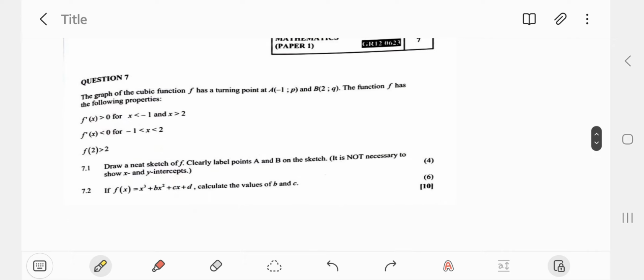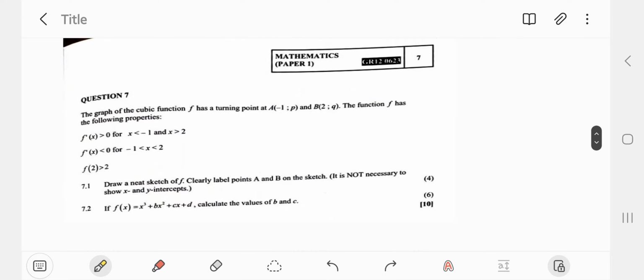Question 7 says the graph of the cubic function f has a turning point at A and B, right? At A and B, they've given us the x-coordinates of those turning points. And then it says the function f has the following properties. So let's analyze what they're telling us here.